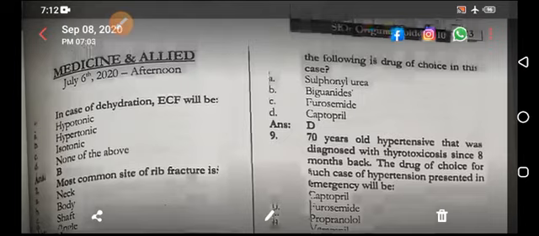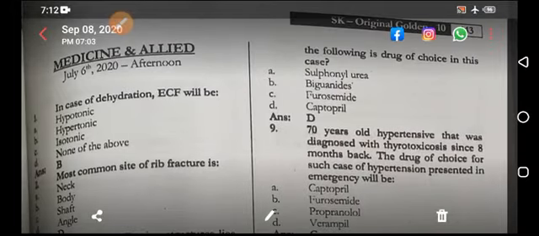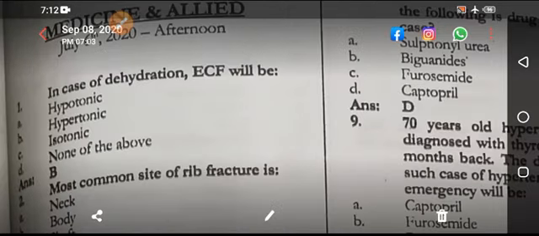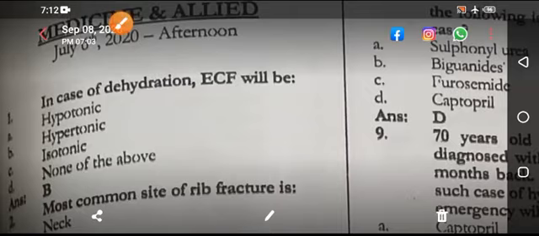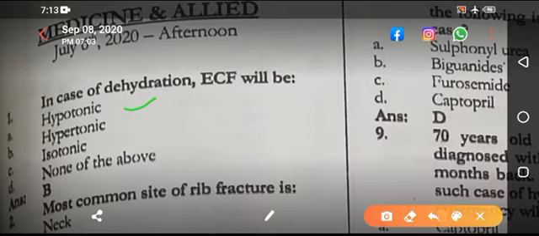Well, these MCQs are for all specialties because the main bank is the same. There is only shuffling of the MCQs. So coming toward the MCQ, in case of dehydration, the ECF will be, the answer is hypertonic.